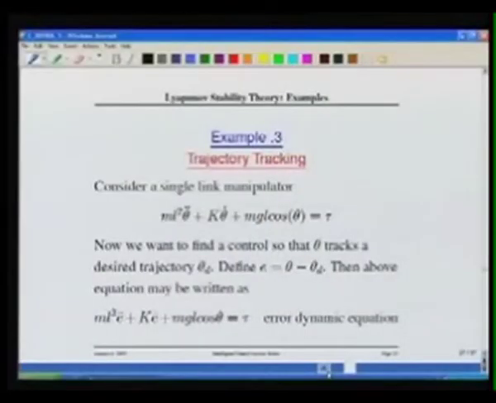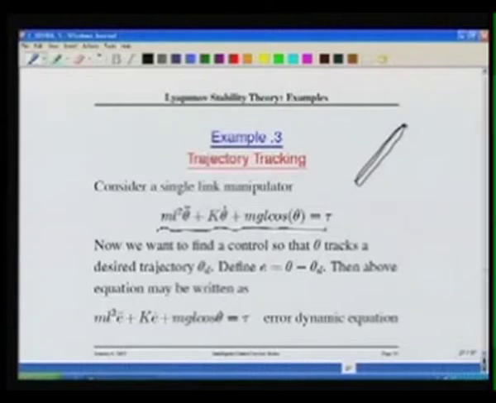So, this is a trajectory tracking example. What you are seeing is the dynamics of a single link robot manipulator. There is a one link, a rigid link, and this rigid link is mounted on a motor, and this moves in a vertical plane.